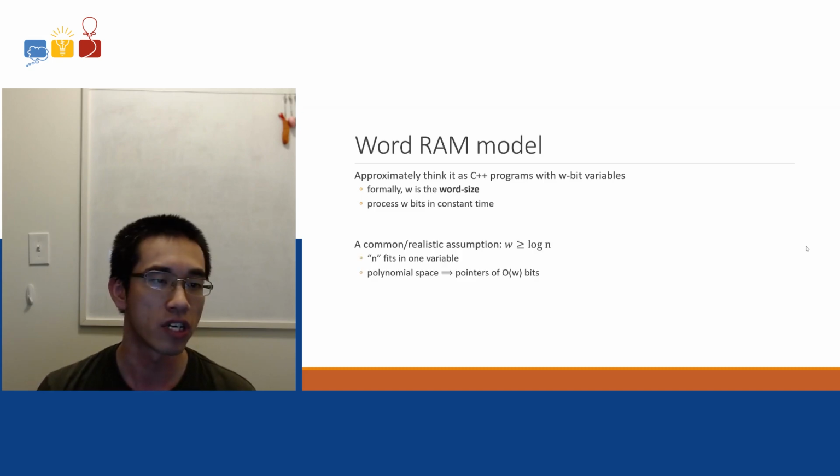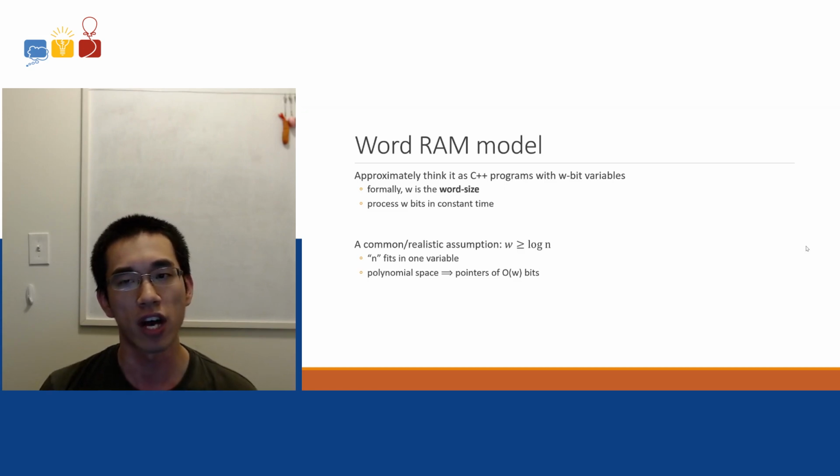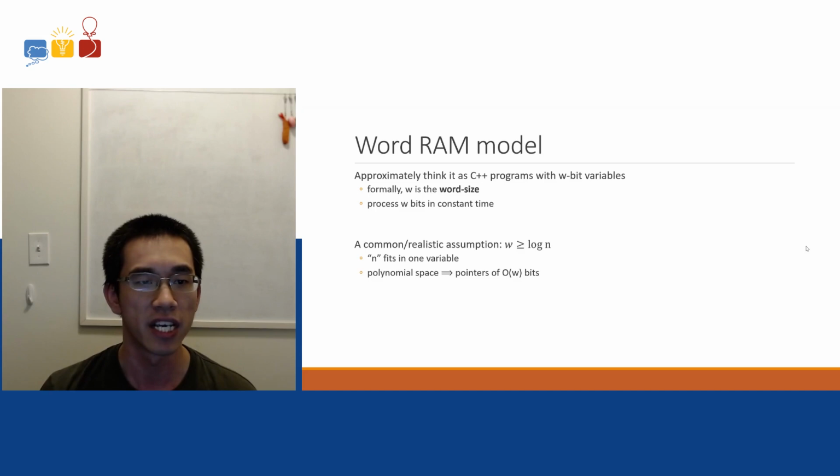A common and realistic assumption for this model is that the word size is at least log n, so that the value of n can fit in one variable. And also for other problems where we use a polynomial space, it means that the pointers within this space can be described using O of W bits, which is a constant number of variables. And this setting of parameters is also what happens in reality.